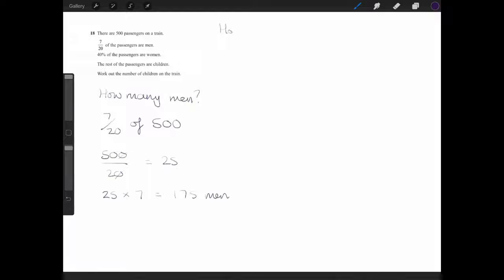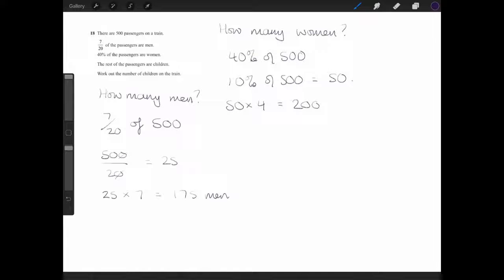The next question is how many women? And this time with how many women, we're given different information. We're told it's 40% of the passengers, so I need 40% of 500. Now, this is off a non-calculator paper, so the easiest thing to do is to work out 10% of 500, and that is going to be 50. Once we've got that, we can then say 50 multiplied by 4 is 200, because of course we're looking at 4 lots of 10% to make the 40%. So there are 200 women.